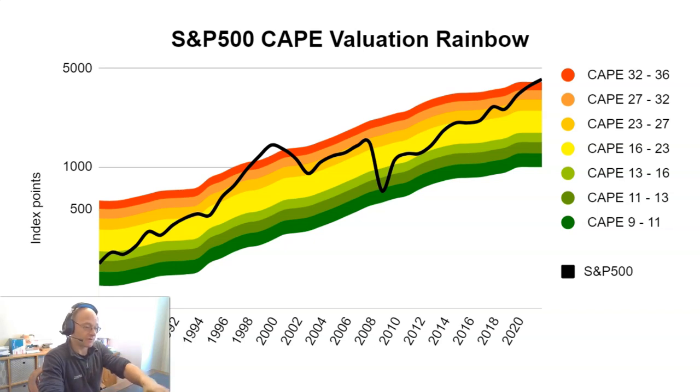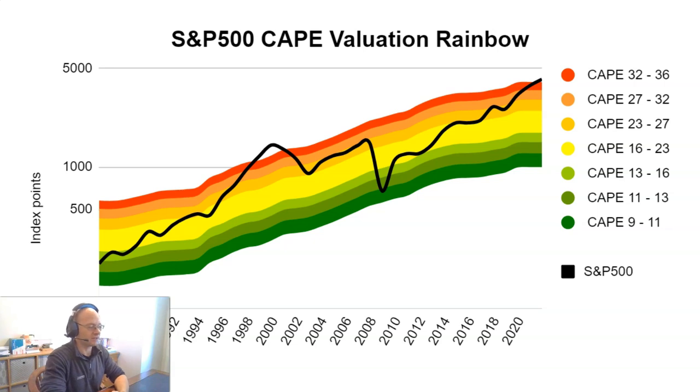On the other hand, the green lines at the bottom show you where the index would have been at very depressed valuations. And again, we can see in 2009 that the index did get down into those very low valuations. And the yellow line in the middle is kind of a proxy for fair value. It shows you where the S&P 500 would have been if it was trading at about historically normal valuation levels.